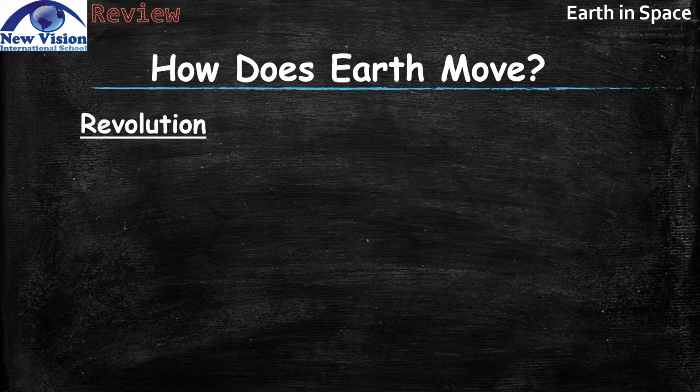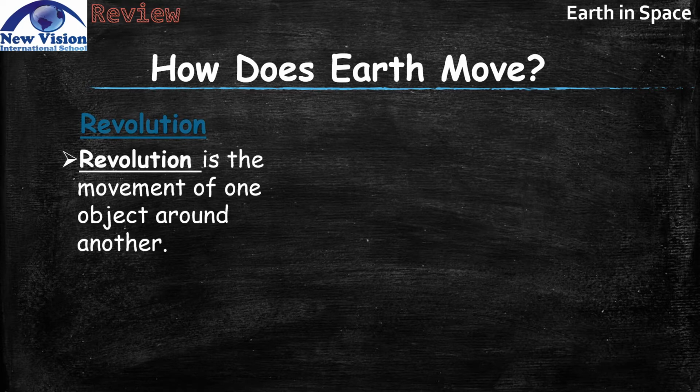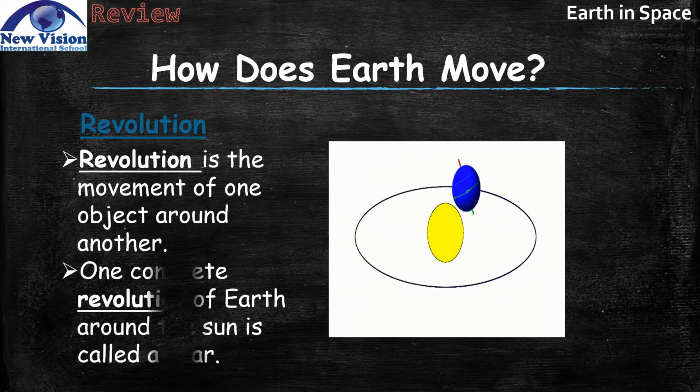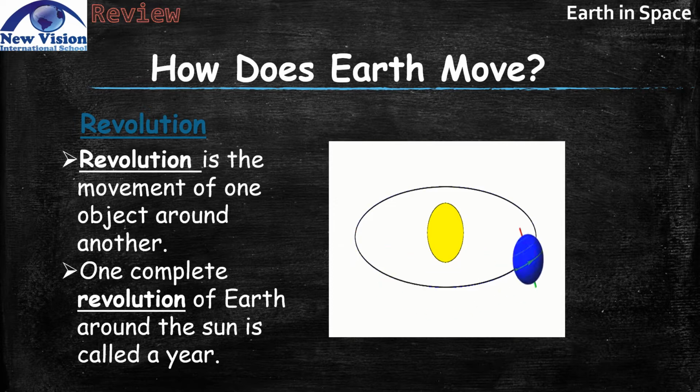Next is revolution. Revolution is the movement of one object around another. One complete revolution of Earth around the Sun is called a year. Earth follows a path or orbit as it revolves around the Sun. Earth's orbit is a slightly elongated circle, or ellipse.